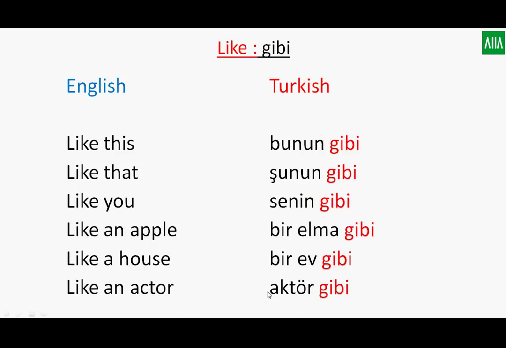Actually, as I said, bir means an, or you can say one, but sometimes we don't use bir in Turkish. So here you can also say aktör gibi. There are two dots above O, so we say aktör. Now I recommend you repeat with me or after me, it's up to you. Now let me start.